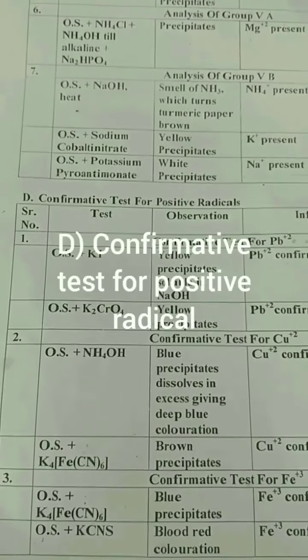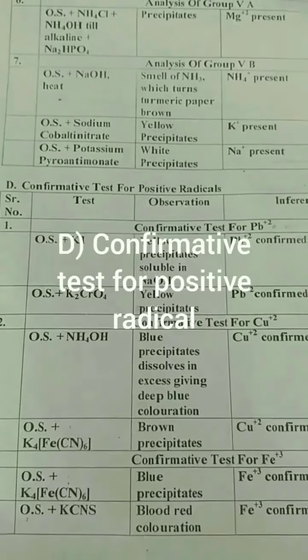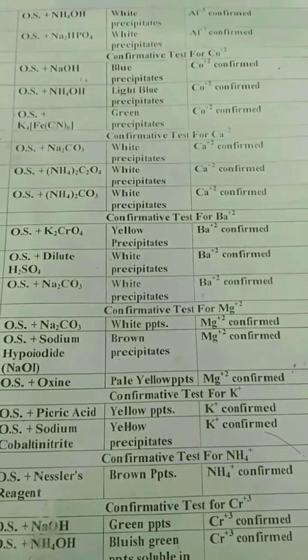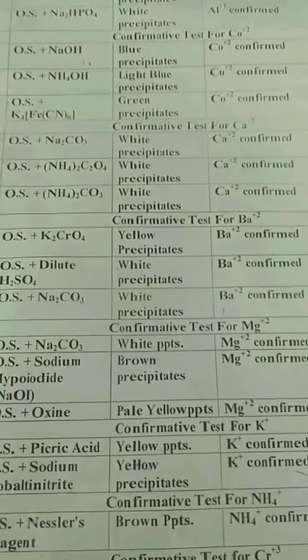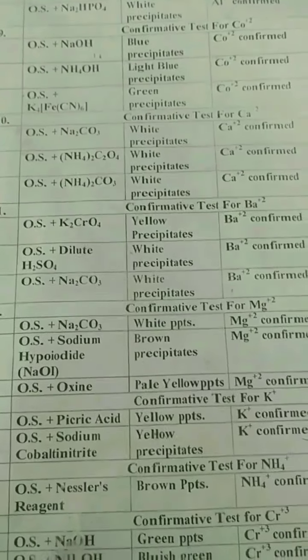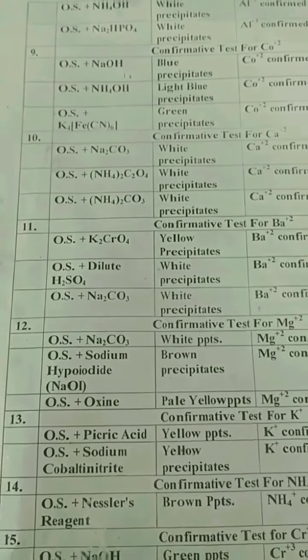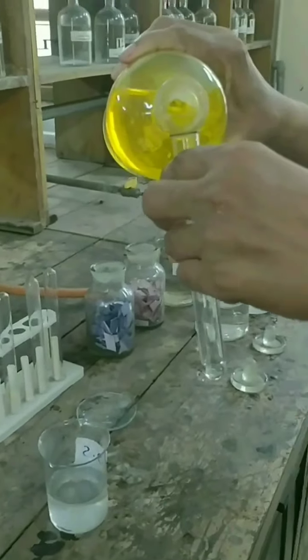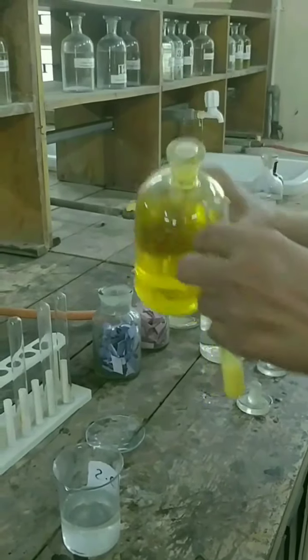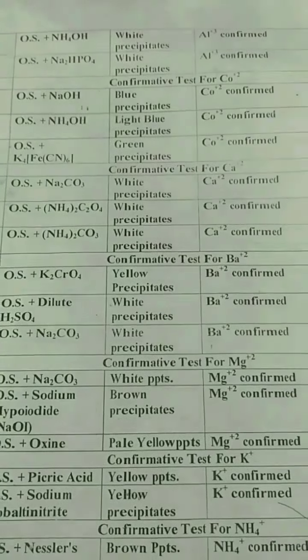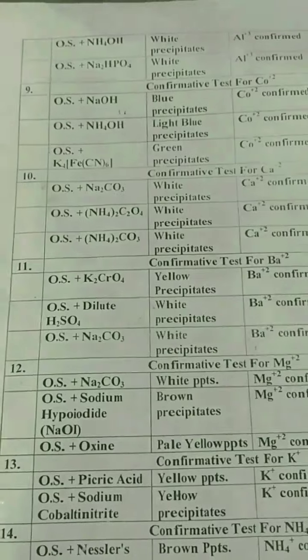Directly move to D part, that is confirmative test for positive radicals. So as we have found Ba+2 in this part C, so we will do the confirmative test for Ba+2. So you can see in the scheme there are 3 confirmative tests. So we will do the first one. For this we will take OS in a fresh test tube. To this we will add K2CrO4. You can see yellow precipitates. So you will see in the scheme that in the observation, if you get yellow precipitates, then Ba+2 is confirmed. So this is our first confirmative test.